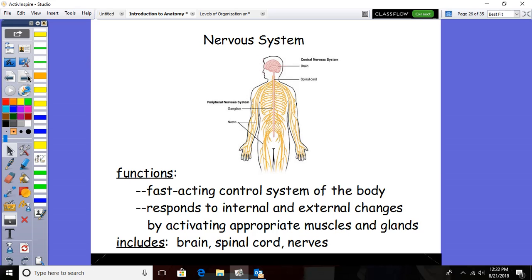Next up is the nervous system. Your nervous system consists of your brain, your spinal cord, and spinal nerves, the golden colored things in that picture that go all the way down your arms and legs. That provides sensation and stimulates muscles to contract in those parts. The nervous system is the fast-acting control system of the body. It also responds to internal and external changes by activating appropriate muscles or glands.